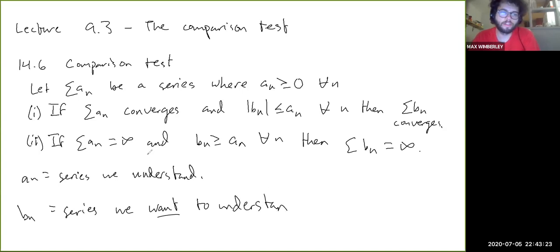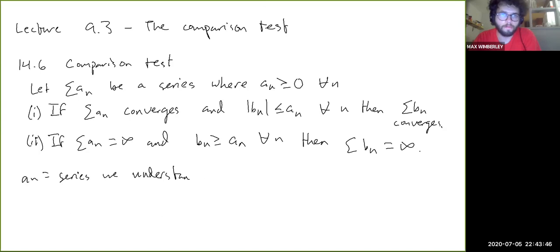an is something we understand. We already know whether it converges or not, and we're comparing it to another series that's currently mysterious to us. By using this comparison the right way, we can gain information about the other series bn. We can figure out whether it converges or diverges in certain situations. So let me go through the proof of this. I'm going to make a bit of an edit here.